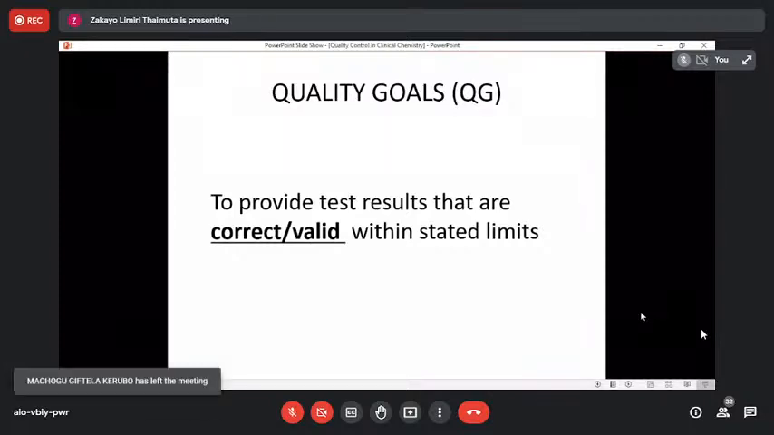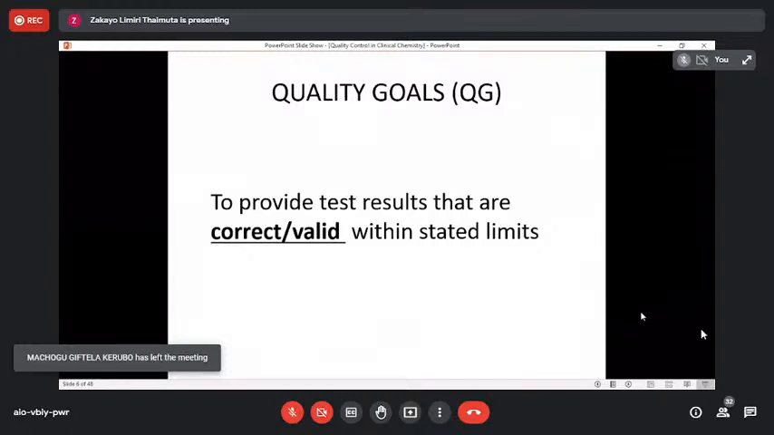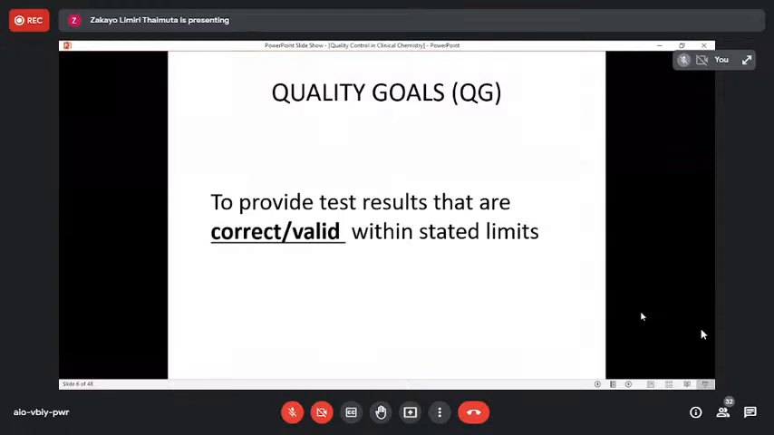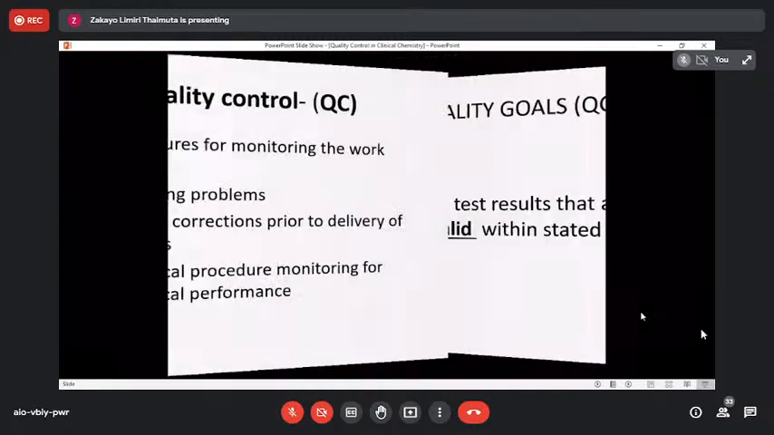The purpose of quality, and this is an overemphasis, is to provide test results that are correct. They are valid. They are within the expected limits. Don't tell us this person is positive in lab A, negative in lab B, and indeterminate in lab C. Give us the correct result, and that is the goal of quality.